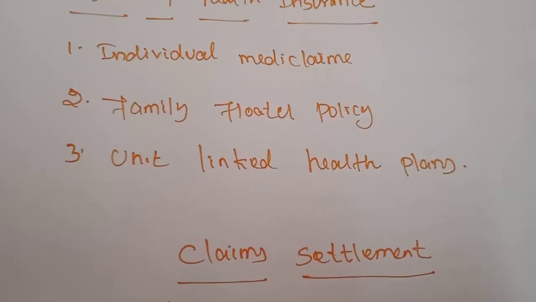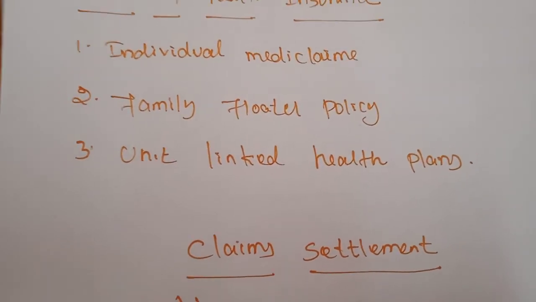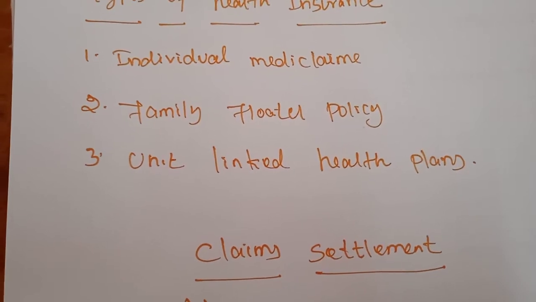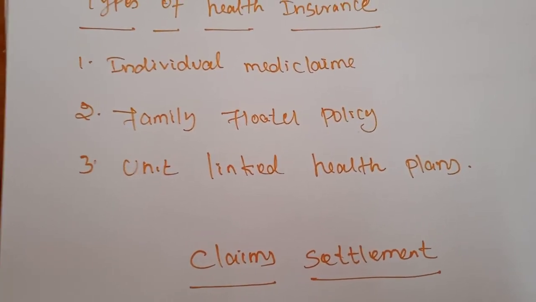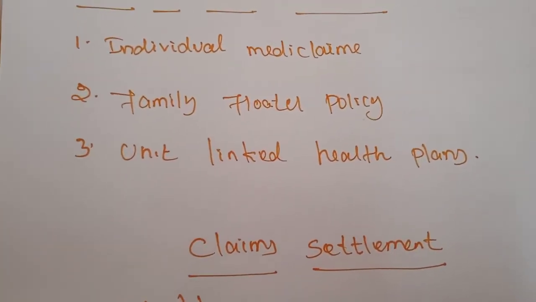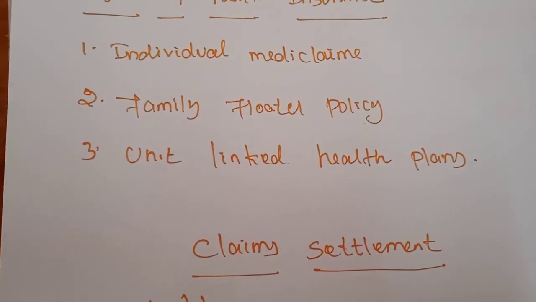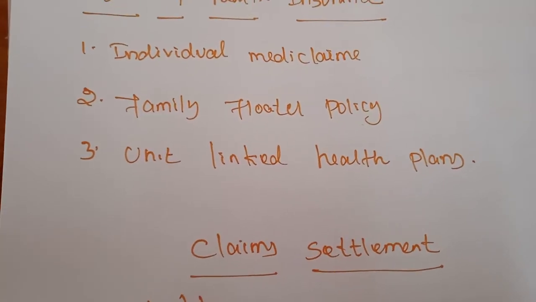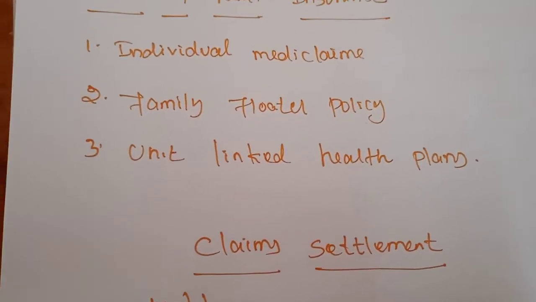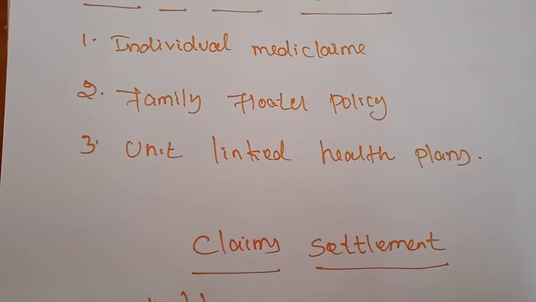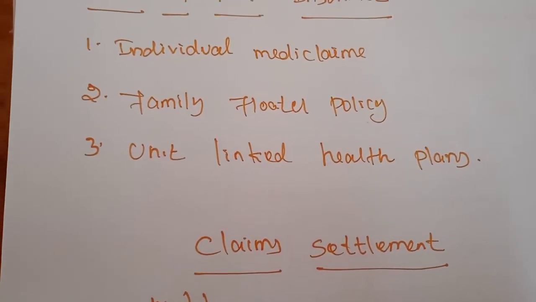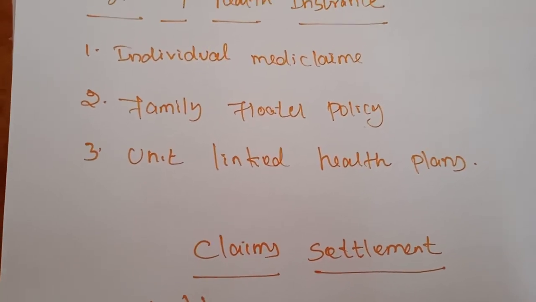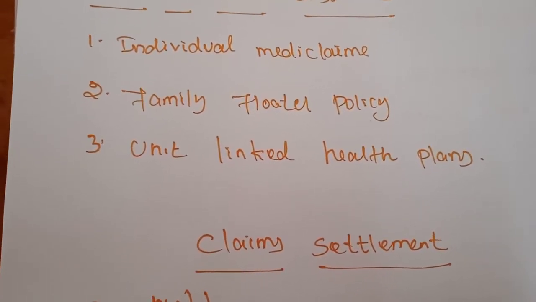Next, unit linked health plans. This policy combines health insurance with investment and pays back an amount at the end of the insurance term. The health insurance provides coverage in two ways. First, it will provide the medical expenses. On the basis of unit linked health plans, the insurance company covers the expenses of hospitalization, nursing home bills, and doctor's services.